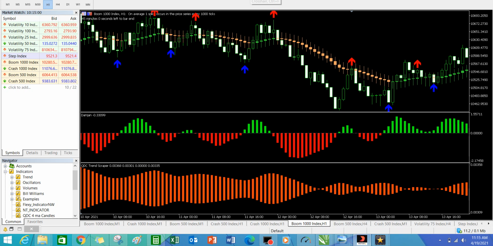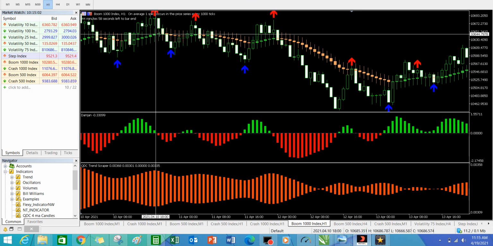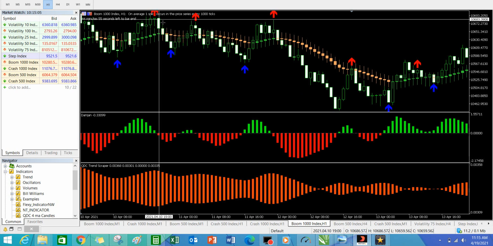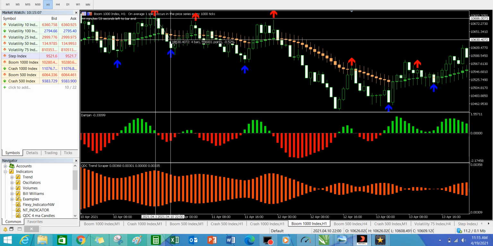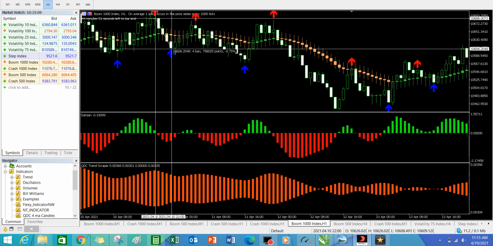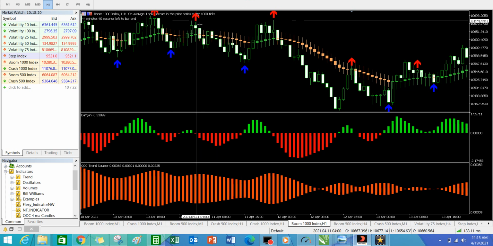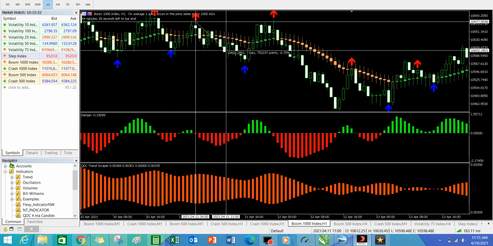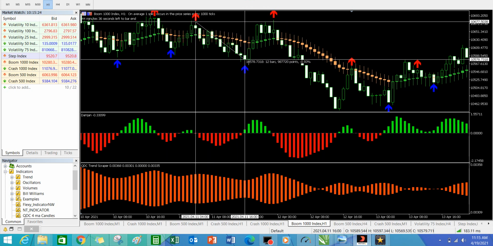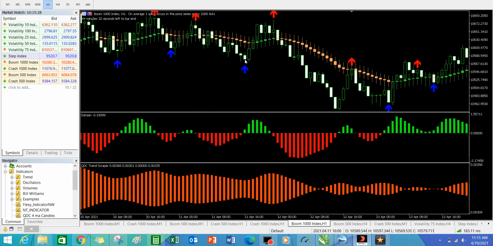Check it out. We got a sell signal here, and with this sell signal, it went down to this level. That is a 4 hour trading opportunity, which is amazing. This is another one. We got another sell signal here. This is another 12 hour trading opportunity, which is amazing.